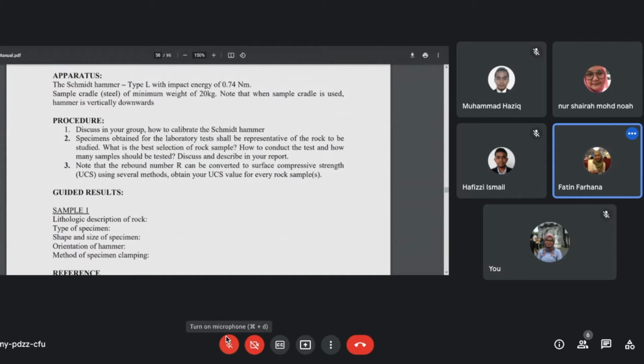we already discussed in our group how to calibrate the Schmidt hammer. The specimen obtained shall be studied to know the best selection of the rock sample, how to conduct the test, and how many samples should be tested. This is already described in our report. The rebound number R will be converted to uniaxial compressive strength using several methods, and it will give our UCS value for every rock sample.